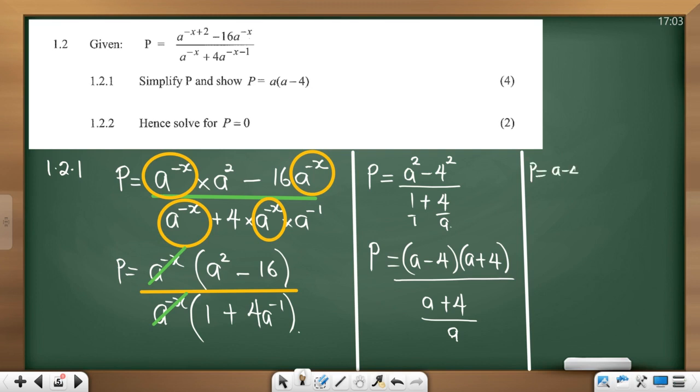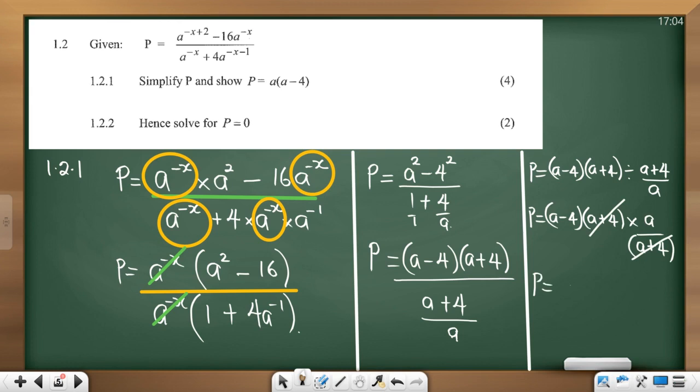P is A minus 4, A plus 4. Let me do this to make it easy for us. So what do we have? A minus 4, A plus 4 times A over A plus 4. So what is that? A multiplied by A minus 4. Awesome, and that's it. That is your 1.2.1. We got what the examiner wanted.